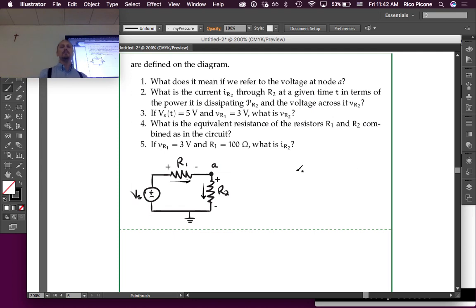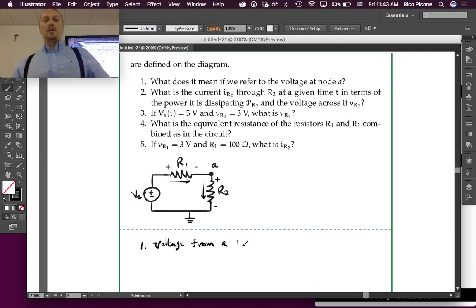All right. So question 1, what does it mean if we refer to the voltage at node A? So there's node A. What does that mean? Right, yeah, it's the voltage between A and ground. That's what it means. So voltage from A to ground. Okay, that was easy. They get a little harder, not too hard.